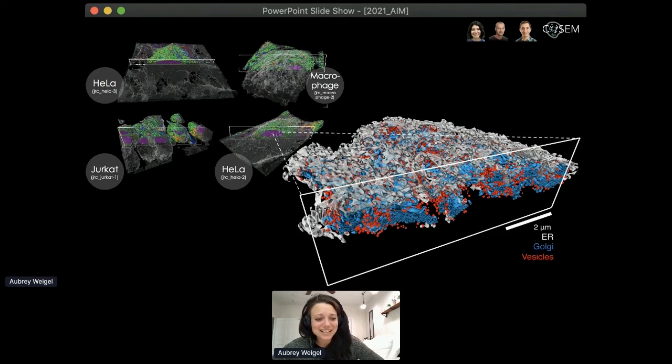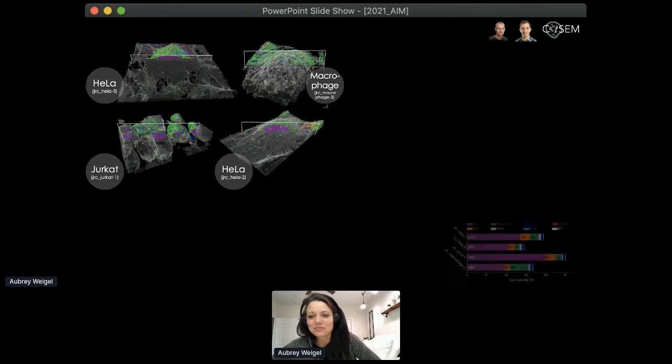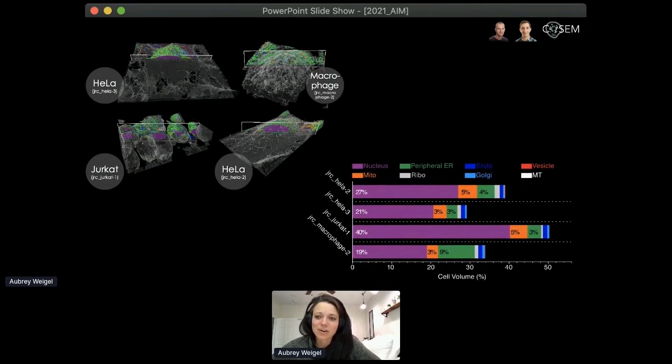So it's really exciting to be able to see this level of detail in this large of a volume at once. These segmentations, however, are more than just a pretty picture. We can also start to quantify information from them as well.